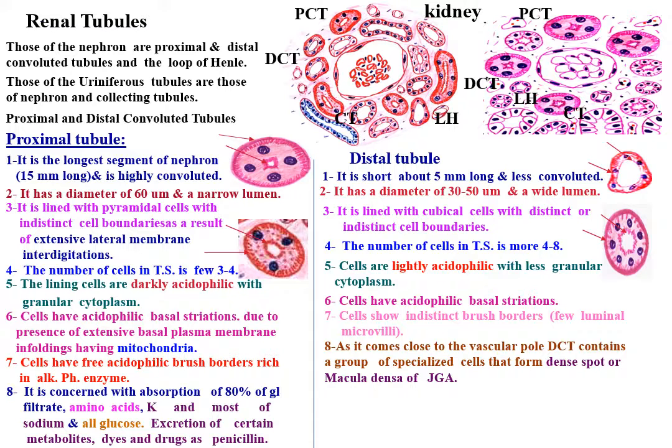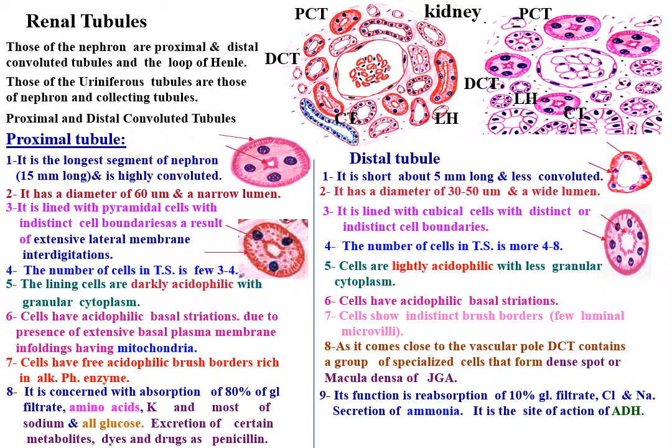Function of the distal convoluted tubule is resorption of about 10% of the glomerular filtrate, absorption of sodium and chlorine, together with secretion of ammonia. It is the site of action of antidiuretic hormone. It controls the acid-base balance, which is important in urine concentration. Further absorption of sodium bicarbonate in exchange for hydrogen ions, rendering the urine acidic.